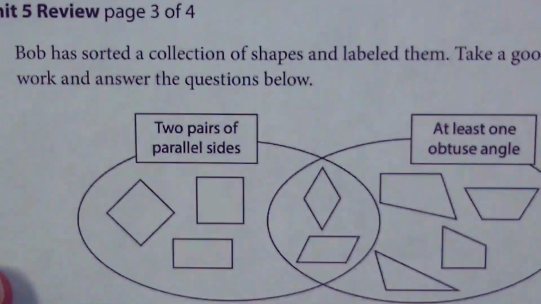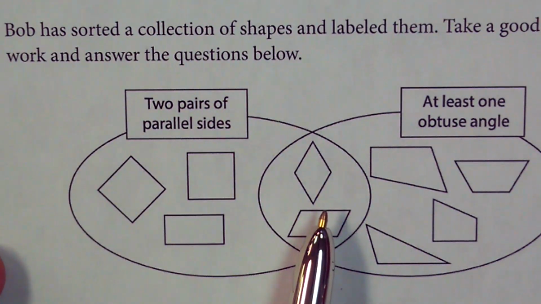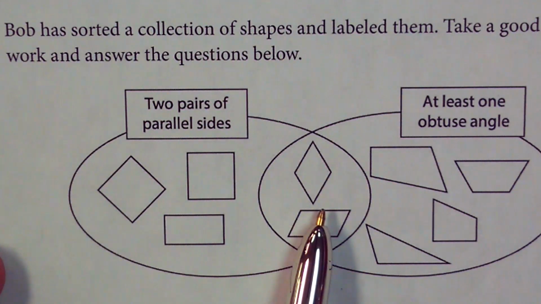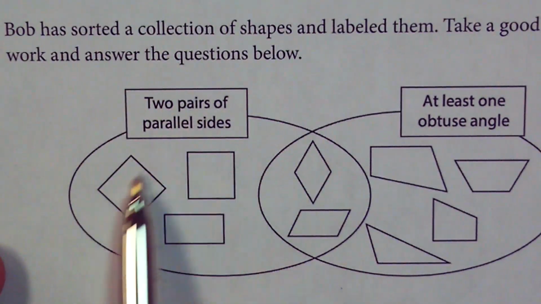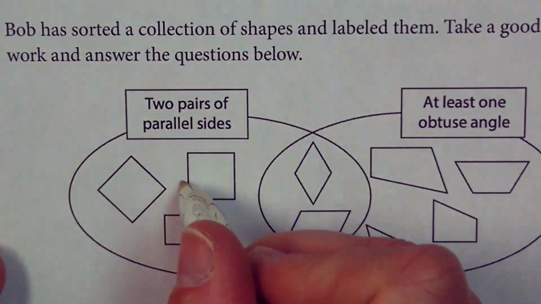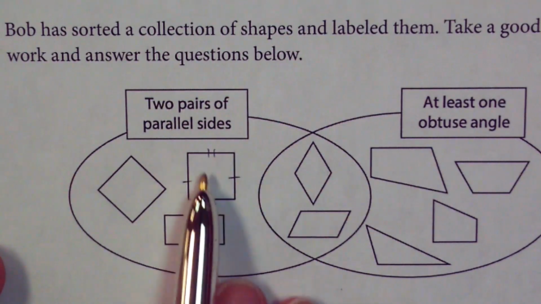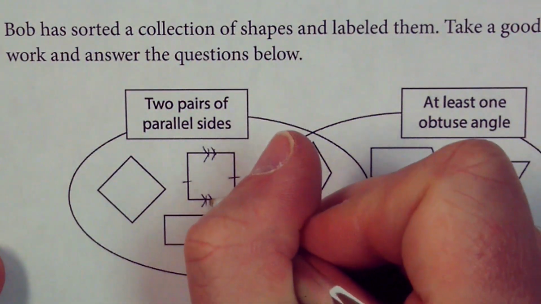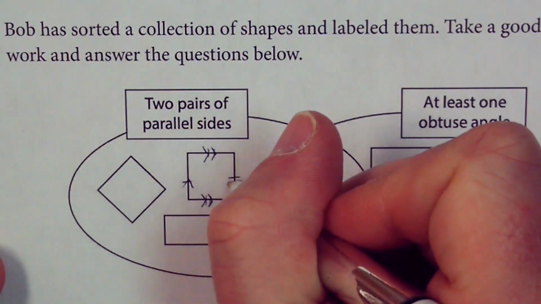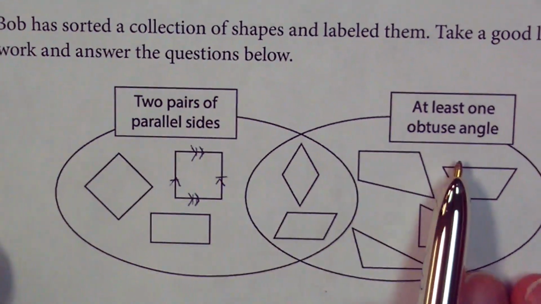Oh, Bob sorted a collection of shapes and labeled them. This looks familiar. Take a good look at his work and answer the questions below. So it looks like he's got shapes with 2 pairs of parallel sides. So this side's parallel, that sort of thing, right? Actually, those are the wrong marks. Those should be arrows, but that's okay. Okay, so all of these have 2 sets of parallel sides.